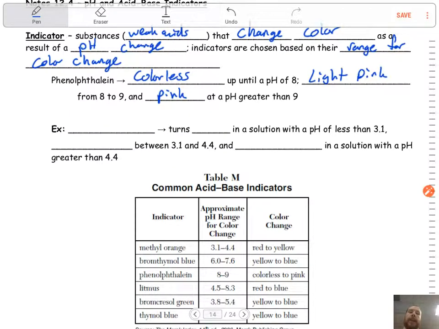Now in the reaction we're going to do next week, the titration, you don't want a very bright pink because that means you've gone too far. We'll talk more about that when we get to titrations. Another example would be methyl orange. It's going to turn red in a solution with a pH less than 3.1, and then it's going to become that orange color, transitioning from red to yellow between 3.1 and 4.4, and then it's going to be yellow after 4.4. So the more basic it becomes, yellow.